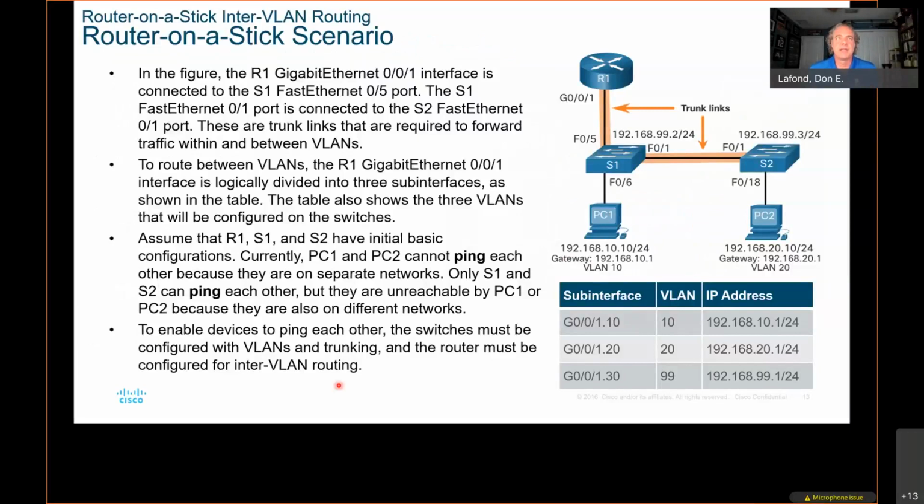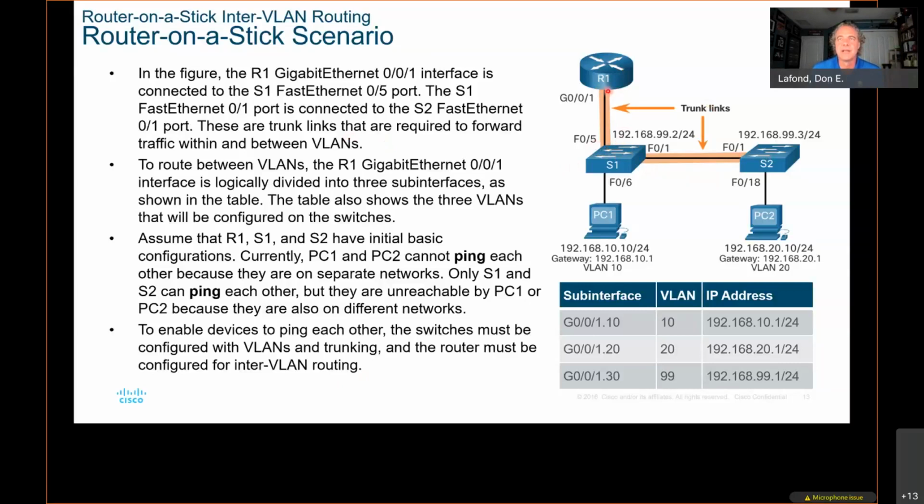Router on a stick scenario. In the figure, R1's Gigabit 0/0/1 interface is connected to the S1 Fast Ethernet 0/5 port. The S1 Ethernet 0/1 port is connected to S2 Fast Ethernet 0/1. Wow, this is confusing. These are trunk links that are required to forward traffic between the VLANs. So this is a trunk link, this is a trunk link, this is a trunk link. That is not a trunk link. Even though it says trunk link, it's only configured as a trunk here.